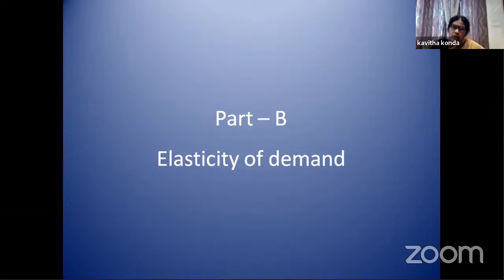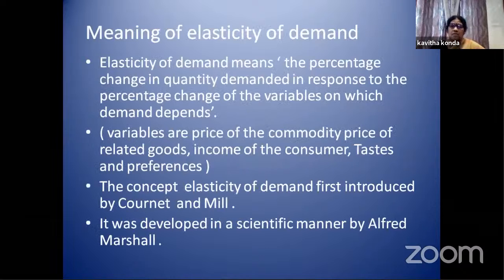As I told you in the previous class, in the theory of demand analysis, we have two parts, part A and part B. Just now we completed part A, the total theory of demand. Next, we are going for the elasticity of demand, in part B. Here in Unit 3, this is part B, elasticity of demand.